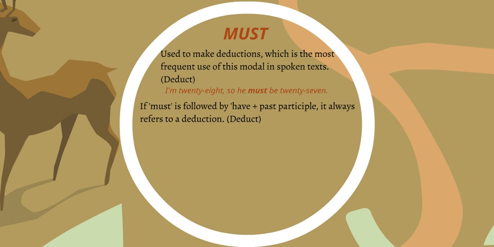If the modal verb must is followed by have and then the past participle, which is, by the way, called the perfect infinitive, it always refers to a deduction. So if you ever see something like this, "I must have been on the phone. Sorry, I missed you," that's always considered to be some sort of deduction.